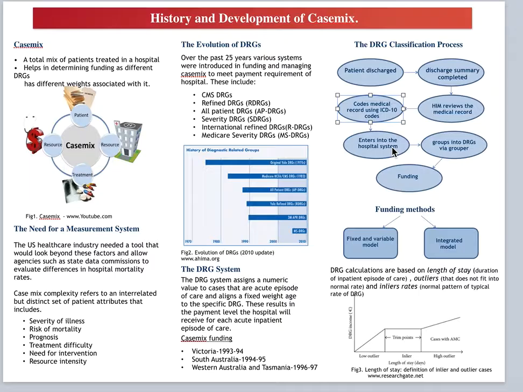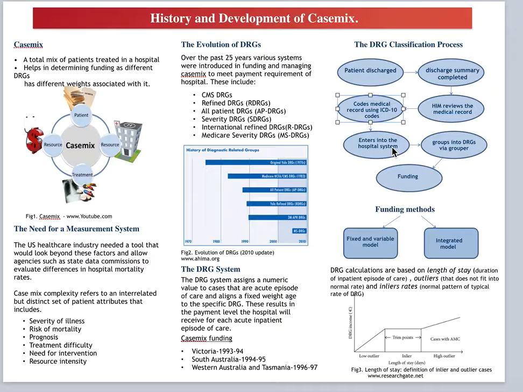Now, what was the need for a measurement system? The traditional CMS DRG focused on resource intensity only. The US healthcare industry needed a tool that could look beyond these factors and allow agencies such as the State Data Commission to evaluate differences in hospital mortality rate. This tool could support quality of care projects and facilitate the implementation and the use of critical pathways.